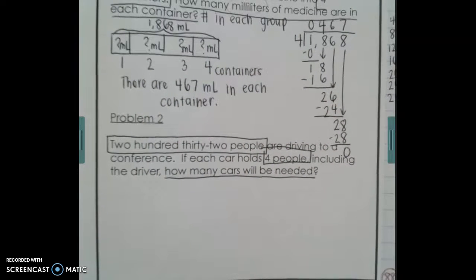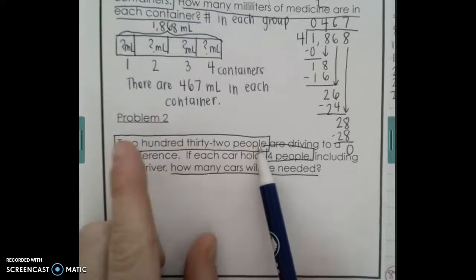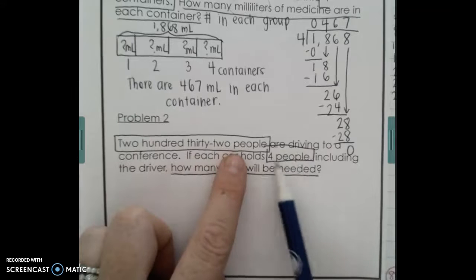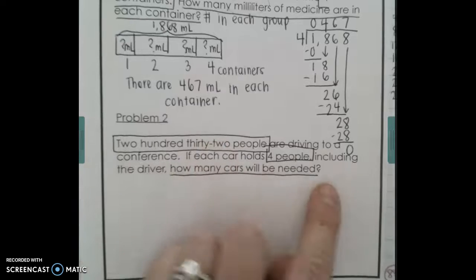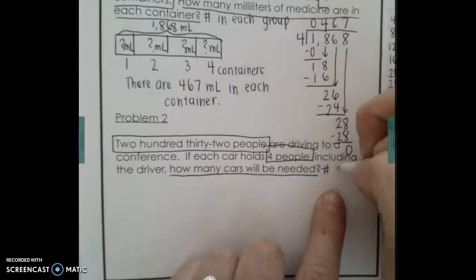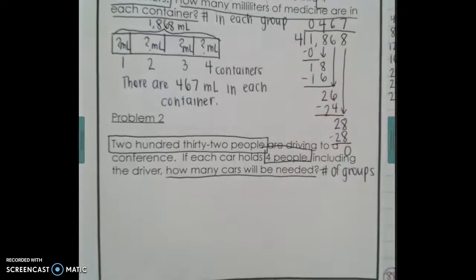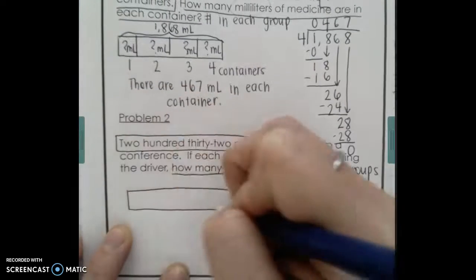Okay? Well, if I look right now, I see that my total number is people, right? 232 people. And then I also have people as how many are going in each car. So if they match, that means I'm finding my number of groups, right? The cars are my groups. How many cars do I need? Cars doesn't match our total. So let's look at that as a tape diagram.